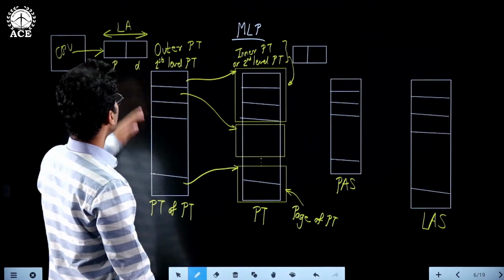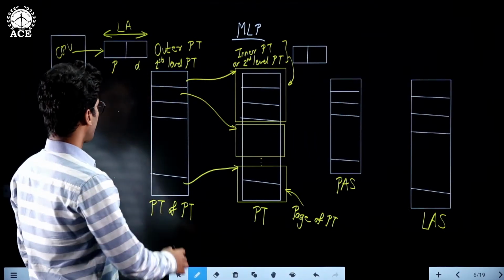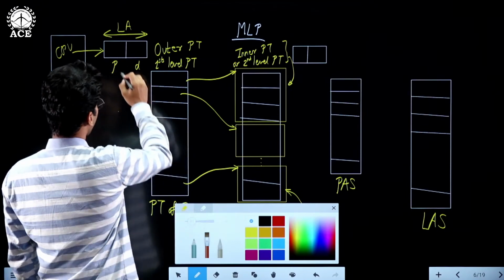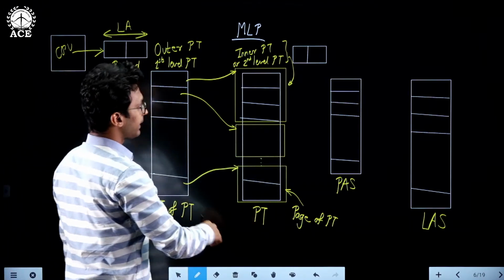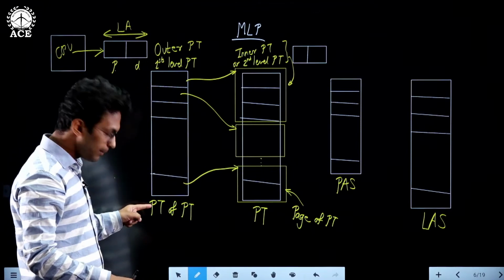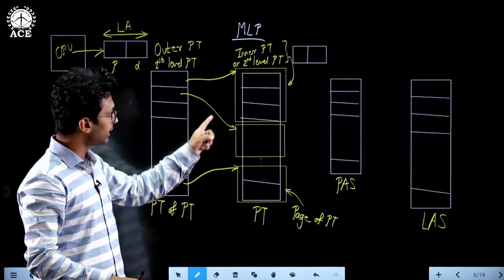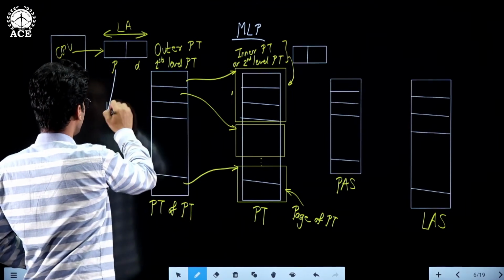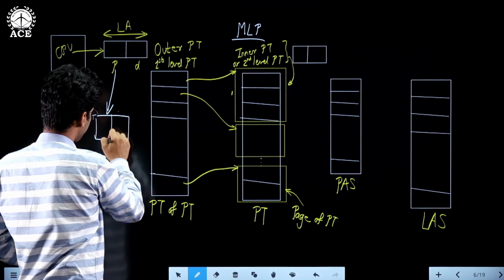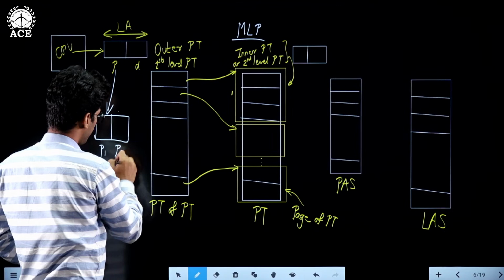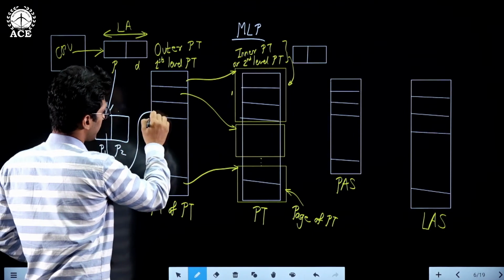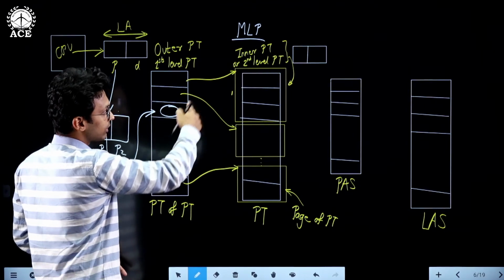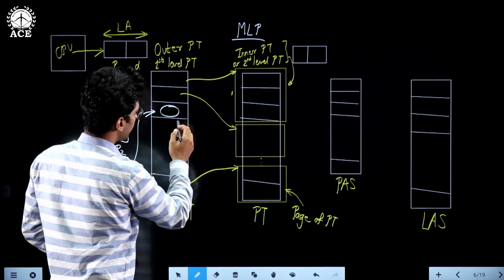Here I wanted to mention this one. This logical address is there, P and D. P indicates the page number. How will we get the page number? First we will point to an entry in the page table of page table. Then you will point to an entry in that particular page of page table. These two entries are just P1 and P2. From P1 entry, we got the starting address of that particular page of page table. We went there.